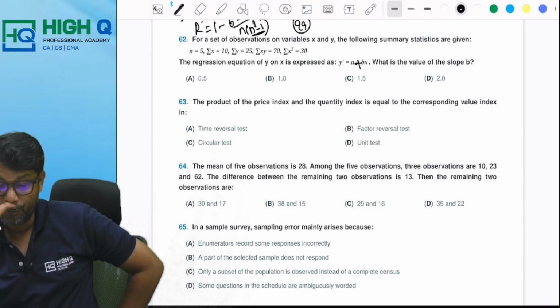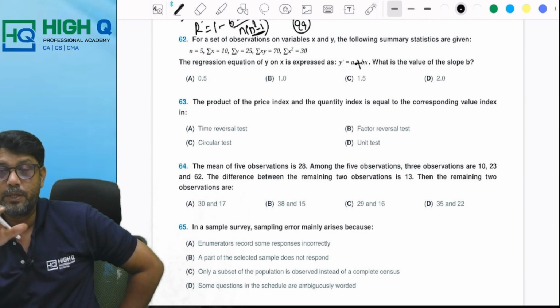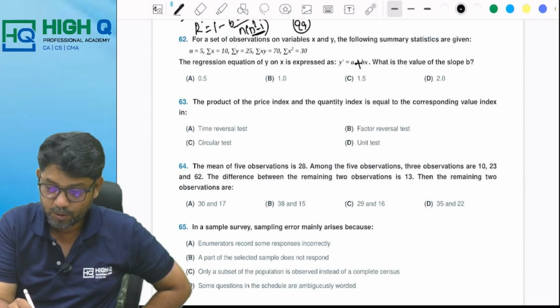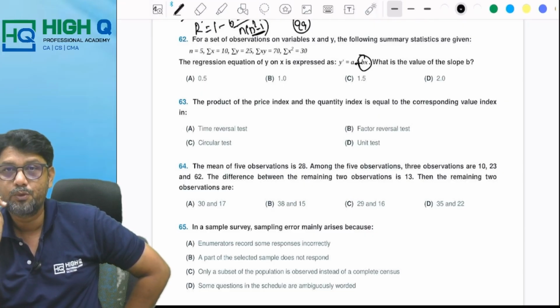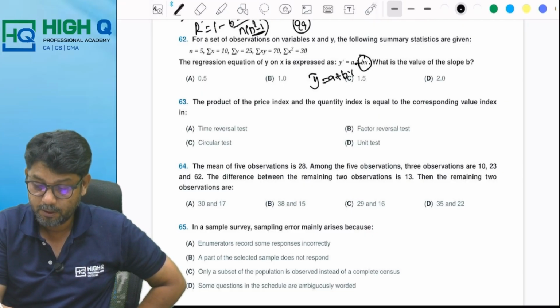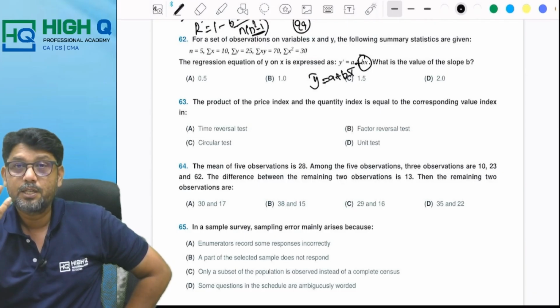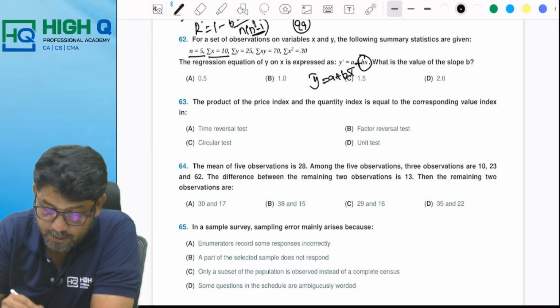Very simple, my dear. Actually, what happens, regression equations always intersect at the mean, right? Here, I can easily find out this is the coefficient of x bar, only b. Slope is nothing but the coefficient of x bar. Because this is going to be y bar equal to a plus b x bar. Now look at this, my dear. I'm just going to find out x bar. That is going to be my slope. Simply over.